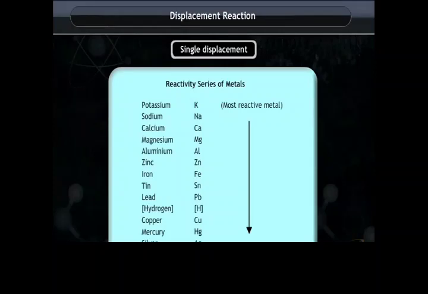The reactivity of metals can be known from the reactivity series, which lists metals in an increasing order of reactivity.